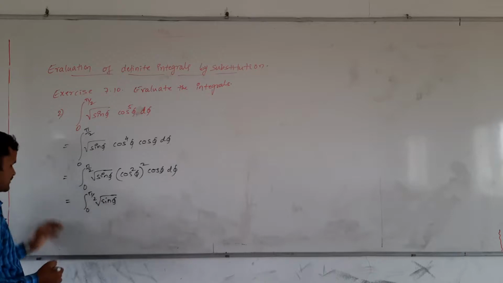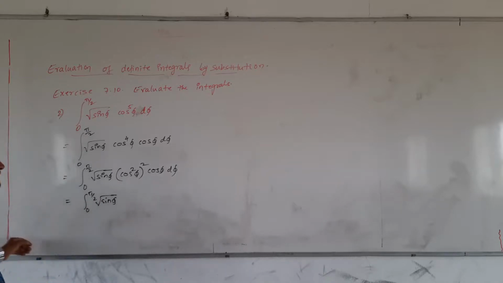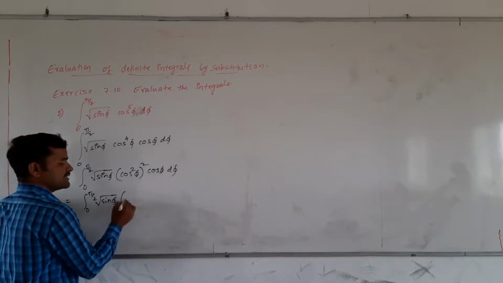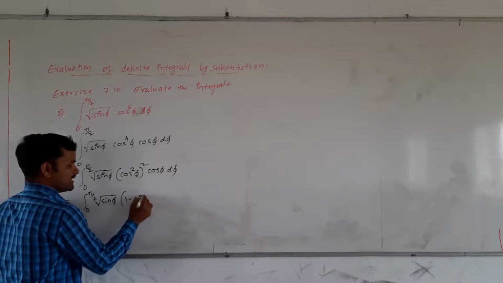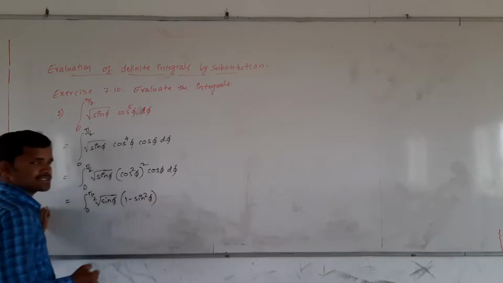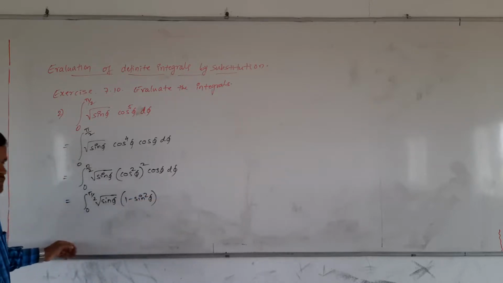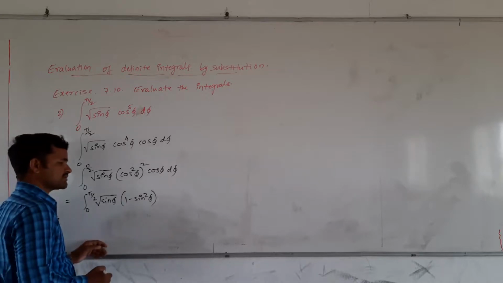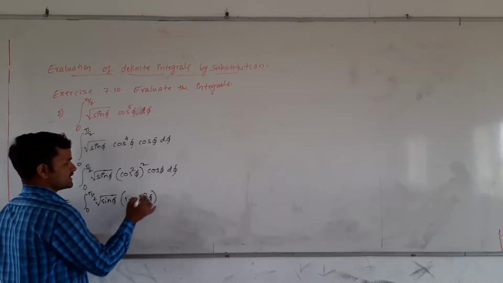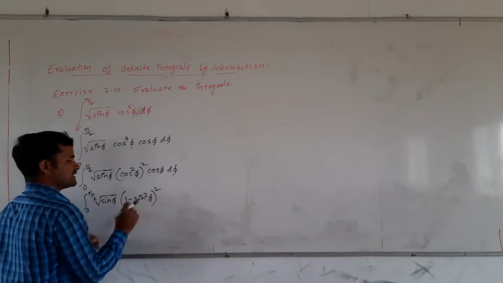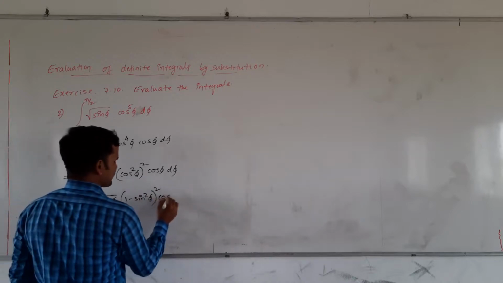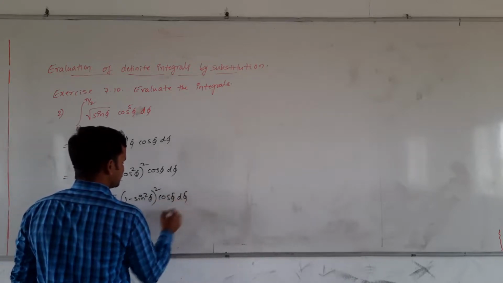What is cos square in terms of sin? Using the formula sin square theta plus cos square theta equal to 1, cos square theta equals 1 minus sin square theta, I can write. 1 minus sin square phi, whole square, write it as it is, cos phi into d phi.